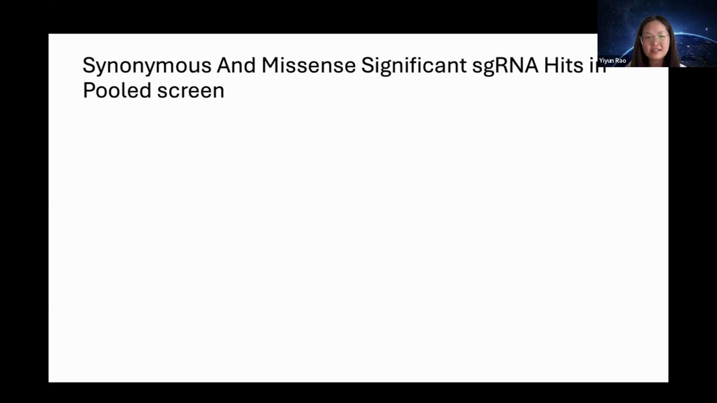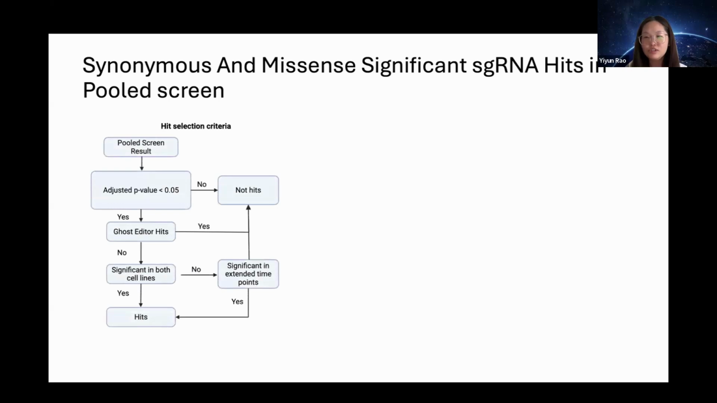Are there synonymous hits? Because we have 2 different cell lines, we first develop a stringent filter to identify the true functional hits. It cannot be a ghost editor hit, so it should not show up as a candidate in the ghost editor screen, and it needs to be significant in both cell lines. We are not expecting a huge depletion from the synonymous sets, so if there are no candidates in the first time point, we will look at candidates at the extended time point.